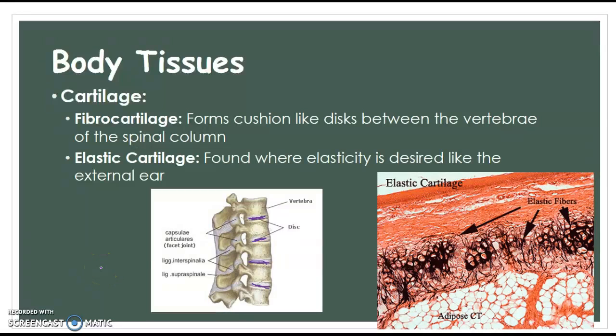And then you also have elastic cartilage. This is going to be found on locations like the external ear. If you touch the outer portion of your ear right now, it's very elastic.